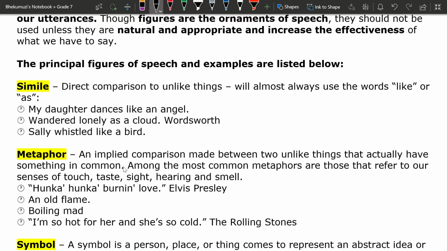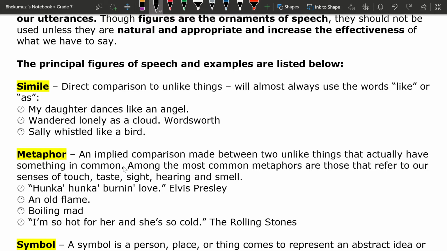So the first one is a simile, and the easiest way to remember a simile is that it's a direct comparison of unlike things, and we almost always use the words like or as. Whenever you see like or as, and these are two things which are unlike each other, not the same, then you could imagine that this should be a simile, right? So, for instance, my daughter dances like an angel, right? And like is one of those words that gives us a good idea that it should be a simile, and they are comparing the daughter to the angel. And the other two words as well.